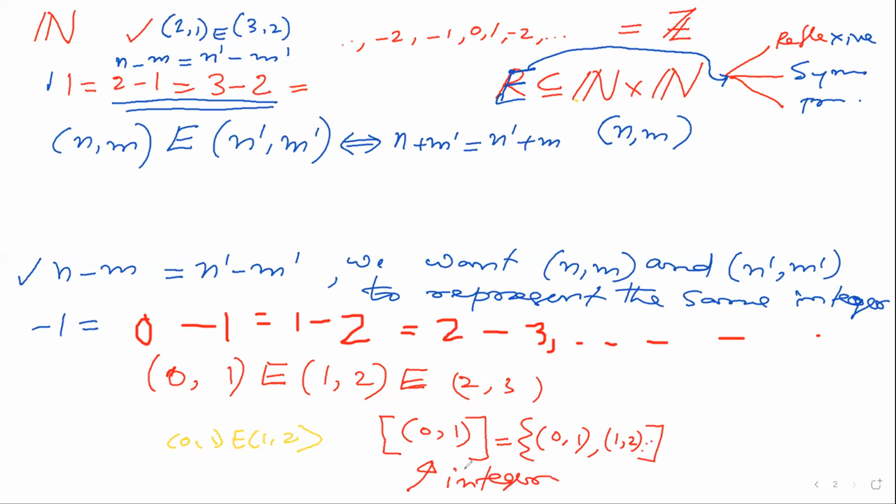Clear? So using the natural numbers, I have produced the integers without having to introduce a new symbol minus 1. So we can represent minus 1 like this. How do you represent 1? Swasti, give me the equivalence class corresponding to 1.